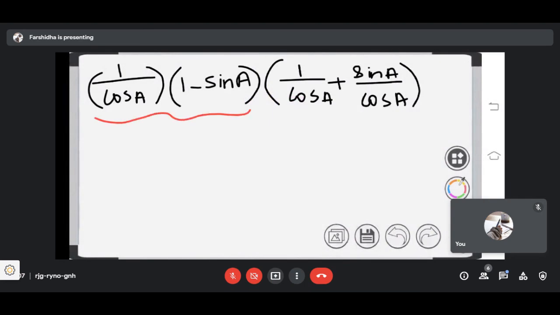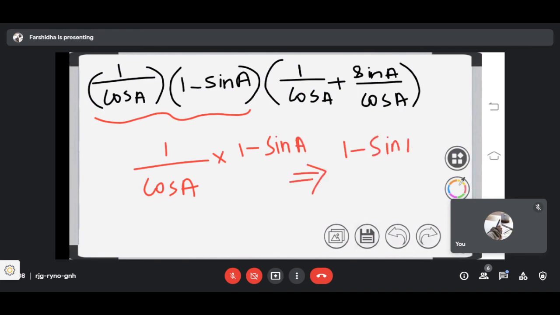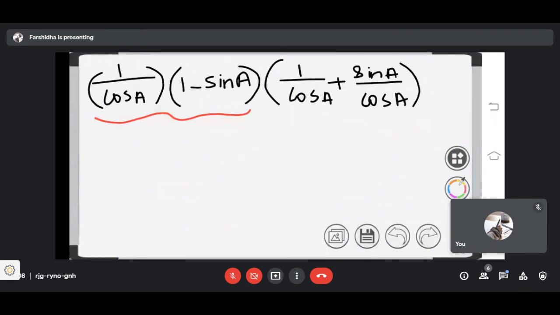See here, 1 by cos A into 1 minus sin A. It's like this: 1 by cos A into 1 minus sin A. So I can write it like 1 into 1 minus sin A by cos A. Putting it together.